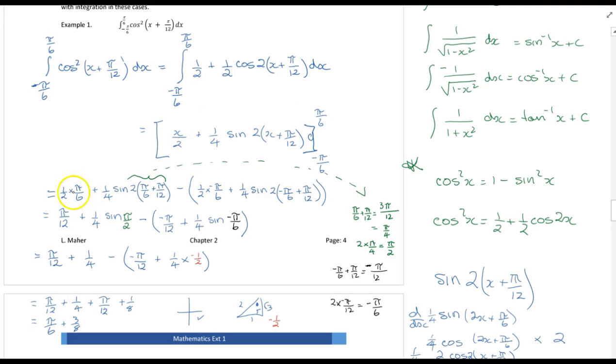So x on 2 I've written as, just so you can see the substitution, a half, I've taken the half out, times x, which is pi on 6. A quarter sine 2 times, and putting the x value in, pi on 6 plus pi on 12, minus a half again, so we're subbing now the negative pi on 6, a half times negative pi on 6, plus a quarter sine 2 negative pi on 6 plus pi on 12.